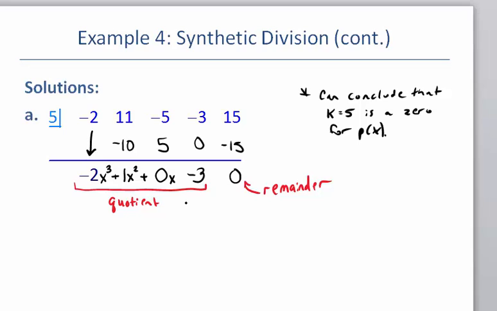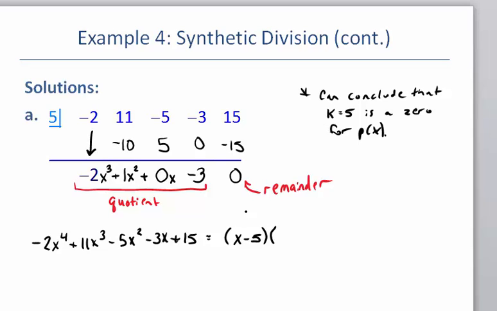Also, we can use this process of synthetic division to help us in factoring our original polynomial. So our original problem was negative 2x to the fourth plus 11x to the third minus 5x squared minus 3x plus 15. Our first step in factoring that is to recognize that we do have a 0 at k is equal to 5, which means that x minus 5 is one of the factors when we factor our polynomial. Remember, we talked in the last section about there being a relationship between the factor and the 0.